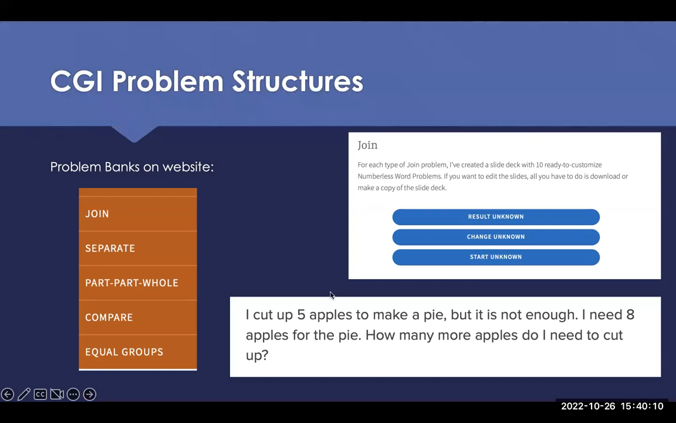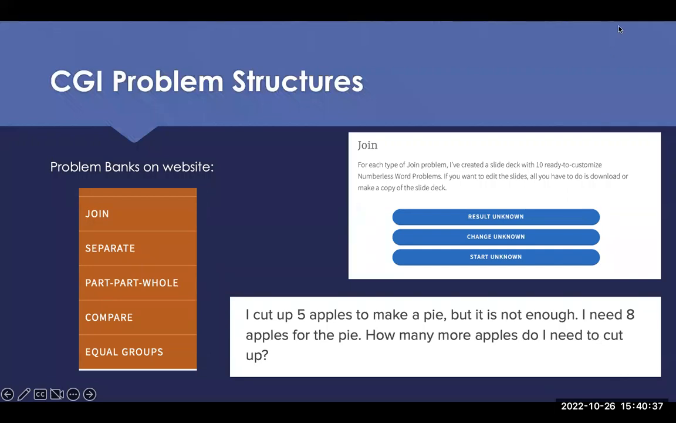So here's an example of one of those types of structures at the bottom. I cut up 5 apples to make a pie, but it is not enough. I need 8 apples for the pie. So how many more apples do I need to cut up? So we know how many we need, that's the result. We know how many we started with, that's the start, but we don't know that middle number of apples that we need to cut more of. So that would be a change unknown join problem.